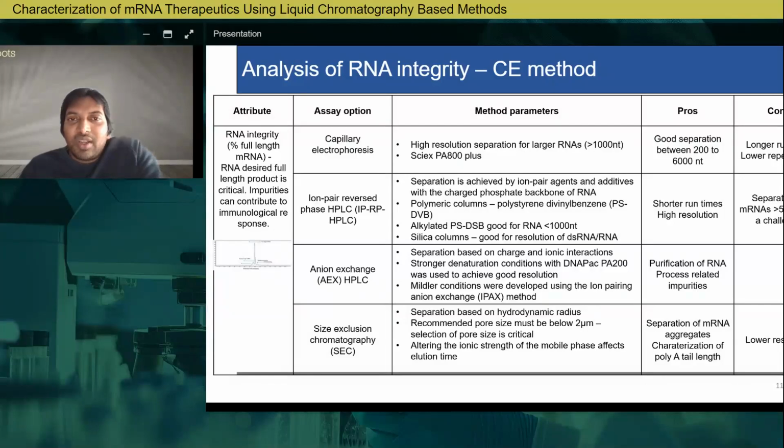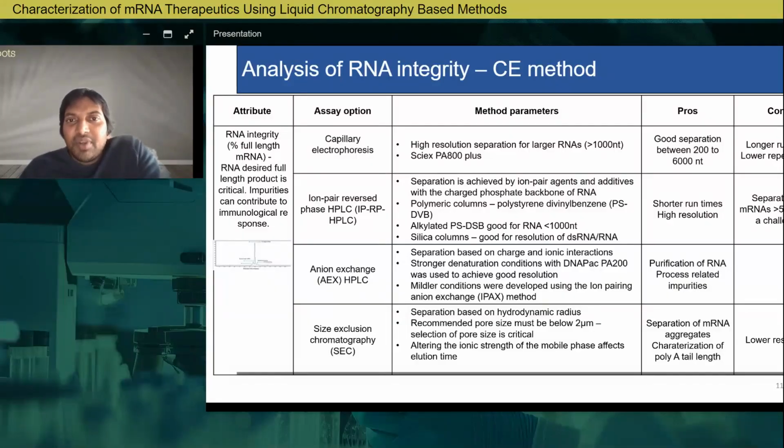I'm going to talk through an example of this ion pair reverse phase HPLC in the next slide. I will give an example of a nice study that recently came out, and how they approached it. The pros of this method are shorter run times and high resolution. But the challenge is, if you have more than 5,000 nucleotides, the separation becomes very challenging with this method.